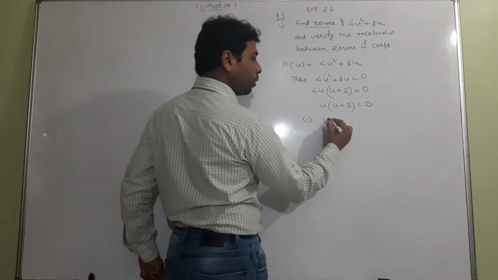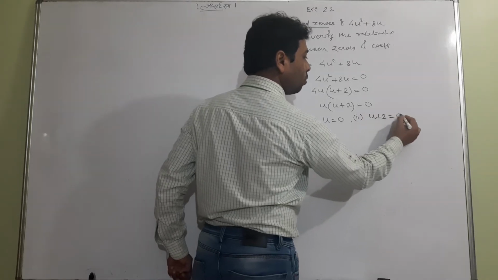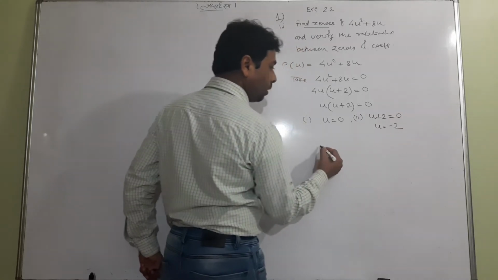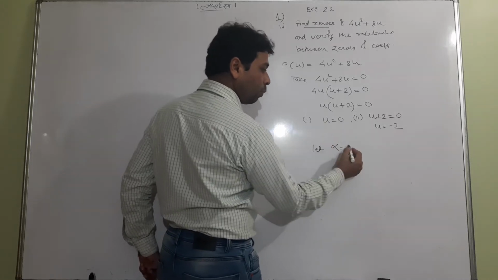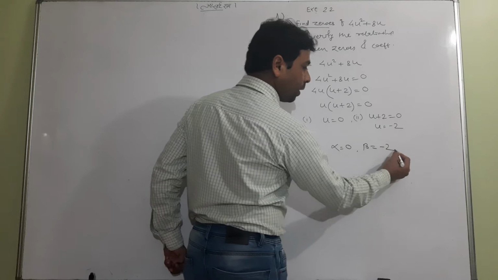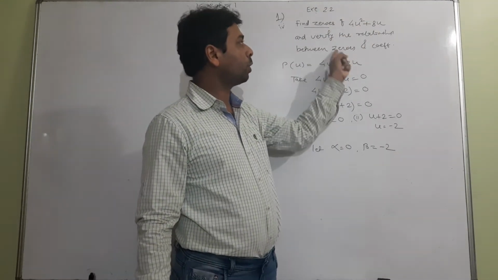Now we have two options: either u equal to 0, and the second option is u plus 2 equal to 0, ultimately meaning u is minus 2. So let alpha be equal to the first, 0, and beta be equal to the second. This is, find the zeros of this. Now we have to verify this.